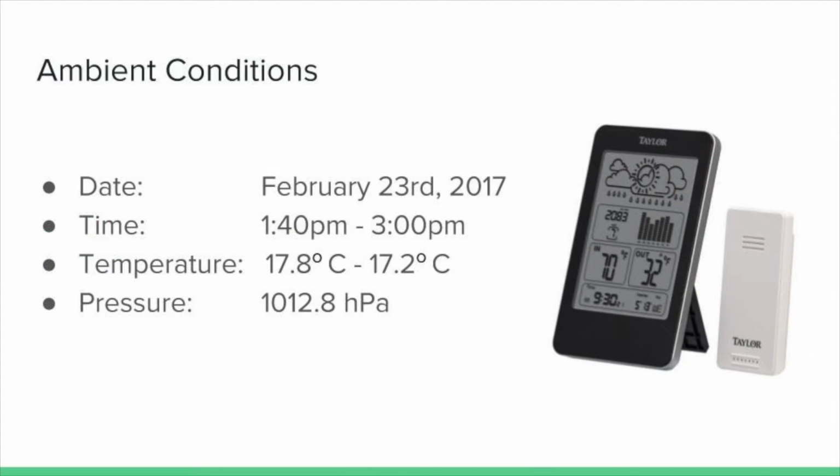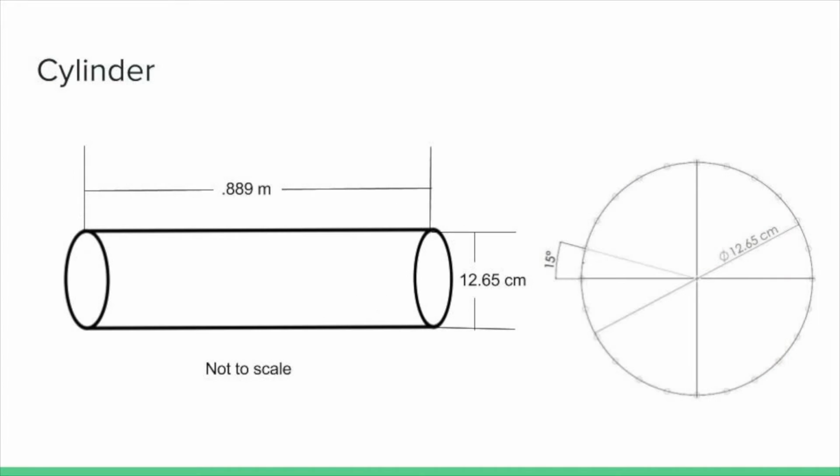The experiment occurred on February 23, 2017 from 1:40 p.m. to 3 p.m. The temperature ranged from 17.8 degrees Celsius to 17.2 degrees Celsius and the pressure stayed constant at 1012.8 hectopascals. The cylinder used for the experiment had a diameter of 12.65 centimeters and a length of 0.889 meters, with 24 static pressure points evenly spaced around the circumference of the cylinder.